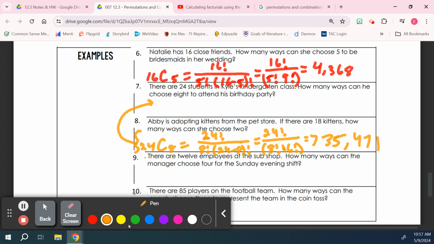Are we lean, mean combination machines? Can't even say that right. Sorry. All right.